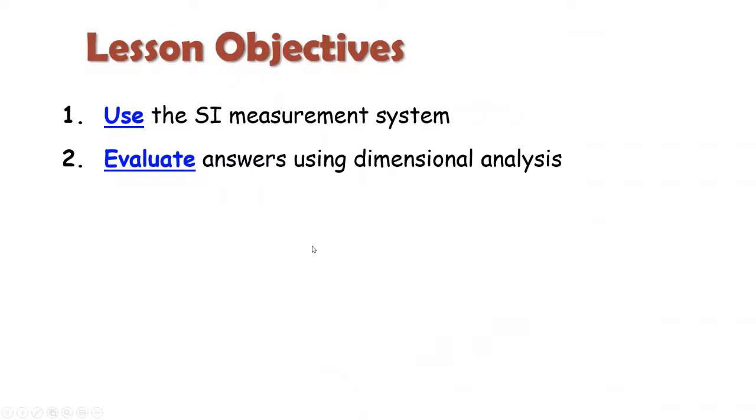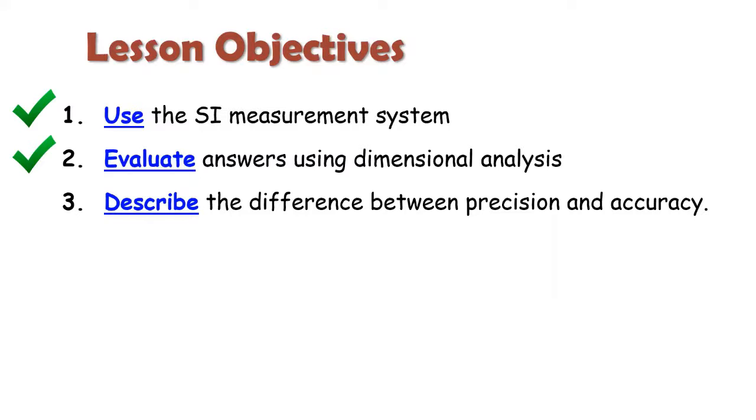So far we've reviewed the SI measurement system, that there are 7 fundamental measures that we can derive all other measurements in physics from. And then we've also learned how to use dimensional analysis to evaluate answers and convert from one unit of measure to another.